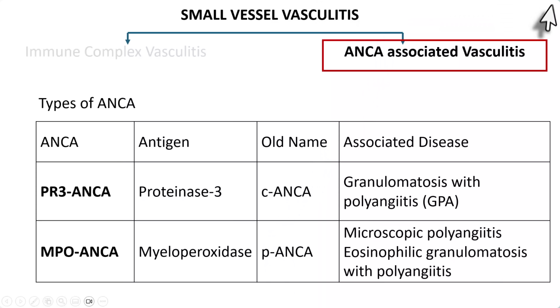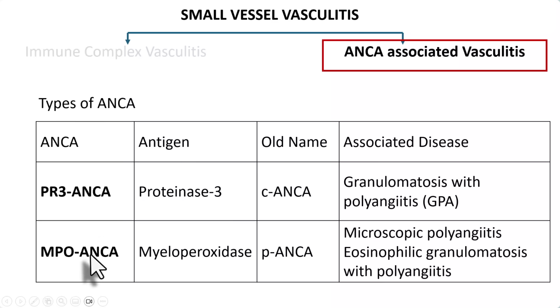One is PR3-ANCA, where the antigen is proteinase 3. The earlier name for this PR3-ANCA was c-ANCA. Okay. The associated disease, remember, is granulomatosis with polyangiitis. I will be explaining in detail about these three vasculitis in my next session.